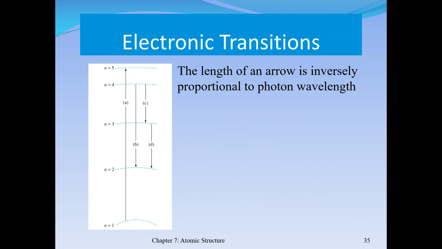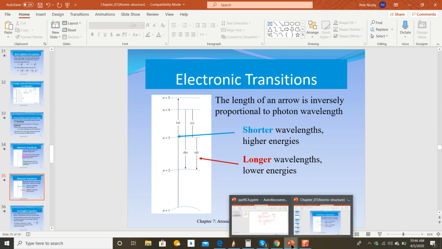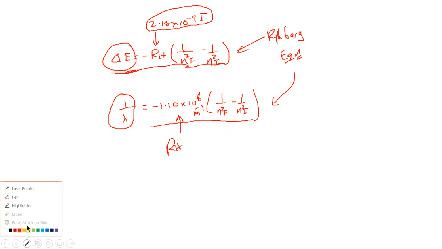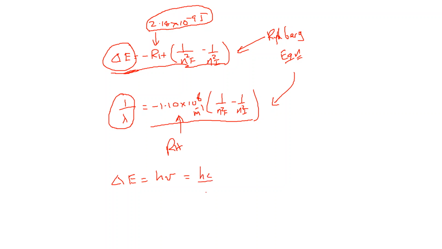Now, some quantitative relationships here. The energy gap of the transition is inversely proportional to the photon wavelength, and that should make sense if you think about it. Let me go back to the empty PowerPoint. Remember we said that delta E is equal to h nu, which is equal to hc over lambda. If you look at the equation, you'll see that there's an inverse relationship between delta E and the wavelength. So basically what that means is that as the wavelength increases, delta E decreases and vice versa.